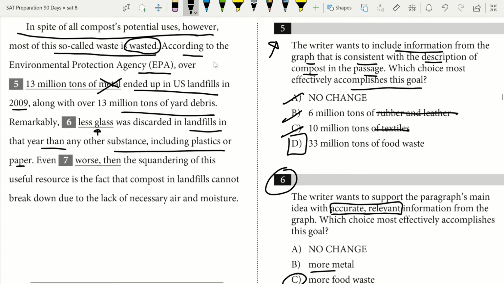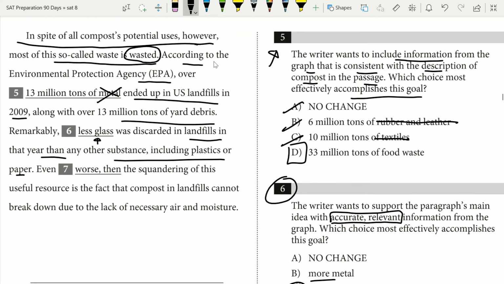So the big things you need to understand when dealing with graphs on the SAT writing section are, A, if you're asked about something being accurate and relevant to the graph, you have to make sure it is indeed accurate and relevant to the graph. That means you have to actually take a look at the graph. You can't just pick the choice that would make sense in the passage, because if it's not true according to the graph, it cannot be the correct answer.